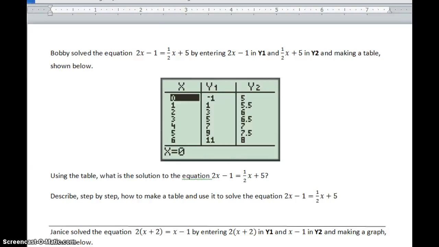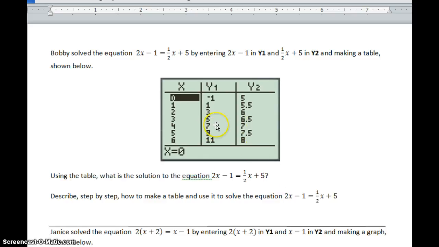Alright, so I'm going to be solving this problem. It says, Bobby solved the equation 2x minus 1 equals 1/2 x plus 5 by entering 2x minus 1 in for y1 and 1/2 x plus 5 in for y2. And he made this table shown below. So I made the table for you. And then it says, using the table, what is the solution to this equation?